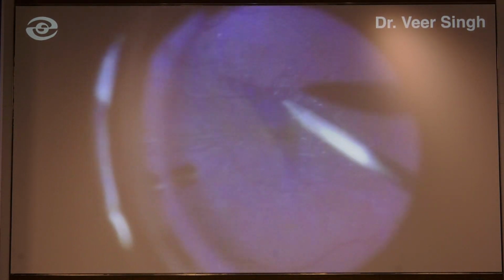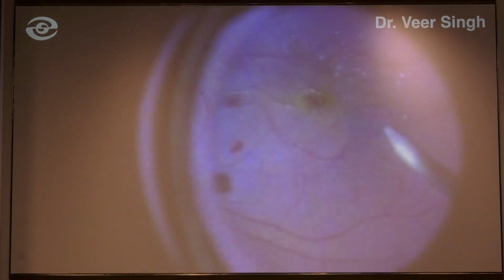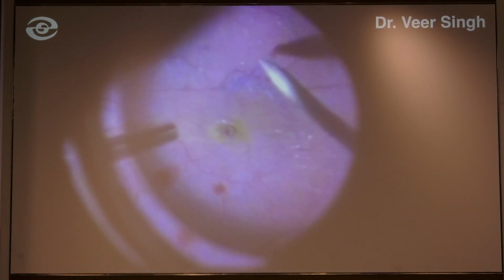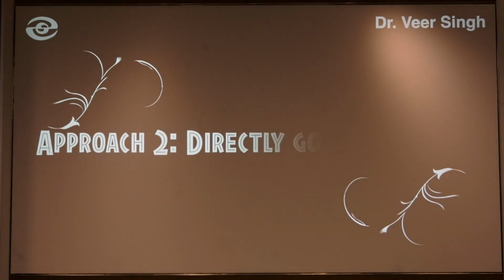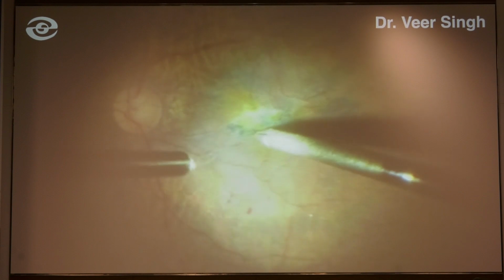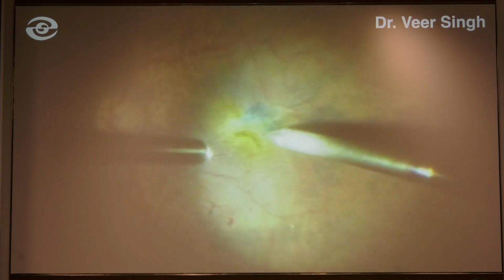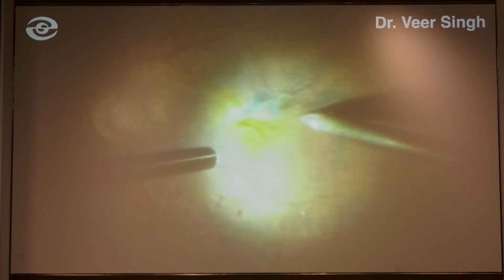In the first case, I take out the ERM and then I realize there's a very unhealthy and folded ILM underneath, so I go for the ILM after that. And in the second case, there's a thick pucker, so I go straight for the ILM, away from the pucker, and start peeling the ILM. And slowly this epiretinal membrane, the pucker, comes off along with the ILM peeling.